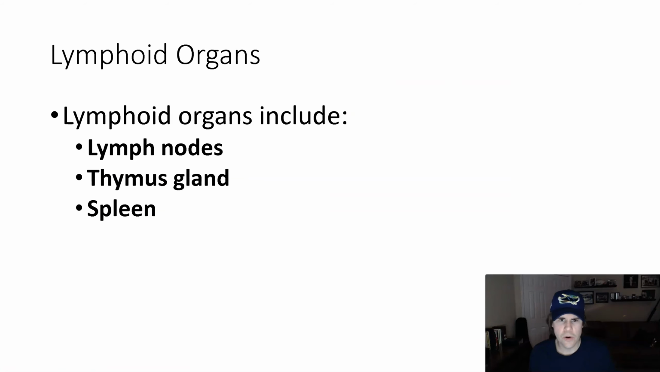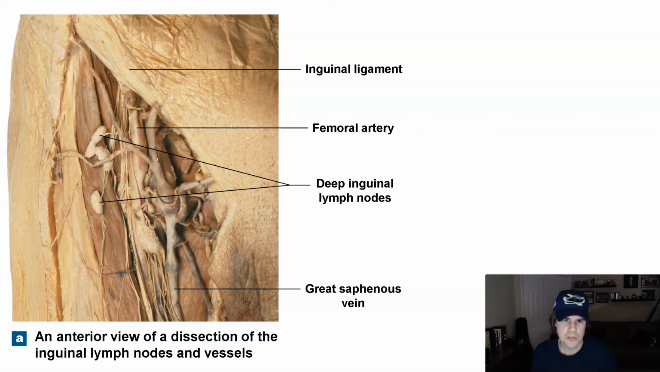Lymphoid organs. The organs are lymph nodes, we'll talk about those first, and then the thymus gland and the spleen. So this is a picture, an interior view of a dissection of the inguinal lymph nodes and vessels, near the groin. You can see these lymph nodes. If we dissect the cat, or if you ever do a dissection, you'll see these lymph nodes. Here's your large femoral artery, and lymph nodes are right there, housing lymphocytes, being that slow checkout lane, seeing what's inside the blood, protecting us.